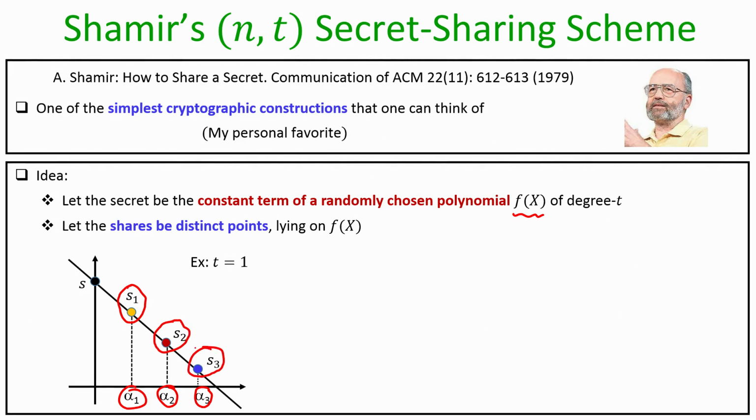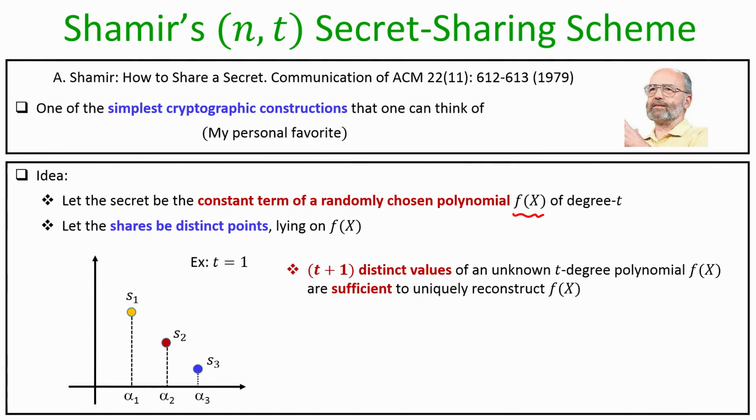It will be publicly known to everyone that the first party is obtaining the value of the straight line that the dealer has picked at x equal to alpha 1. So, these alpha values are publicly known, and everyone knows that alpha 1 is associated with the first party, alpha 2 is associated with the second party and so on. Right. So, that is Shamir's secret sharing scheme.